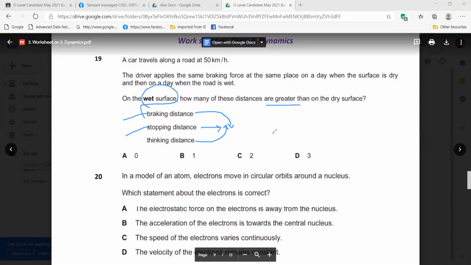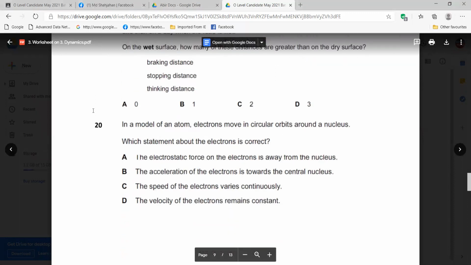Yes, sir. Okay, then can you go to question 20? Can you read it loudly? In a model of an atom, electrons move in circular orbits around a nucleus. Which statement about the electrons is correct? So which one do you think is correct? You read the options, then you say.